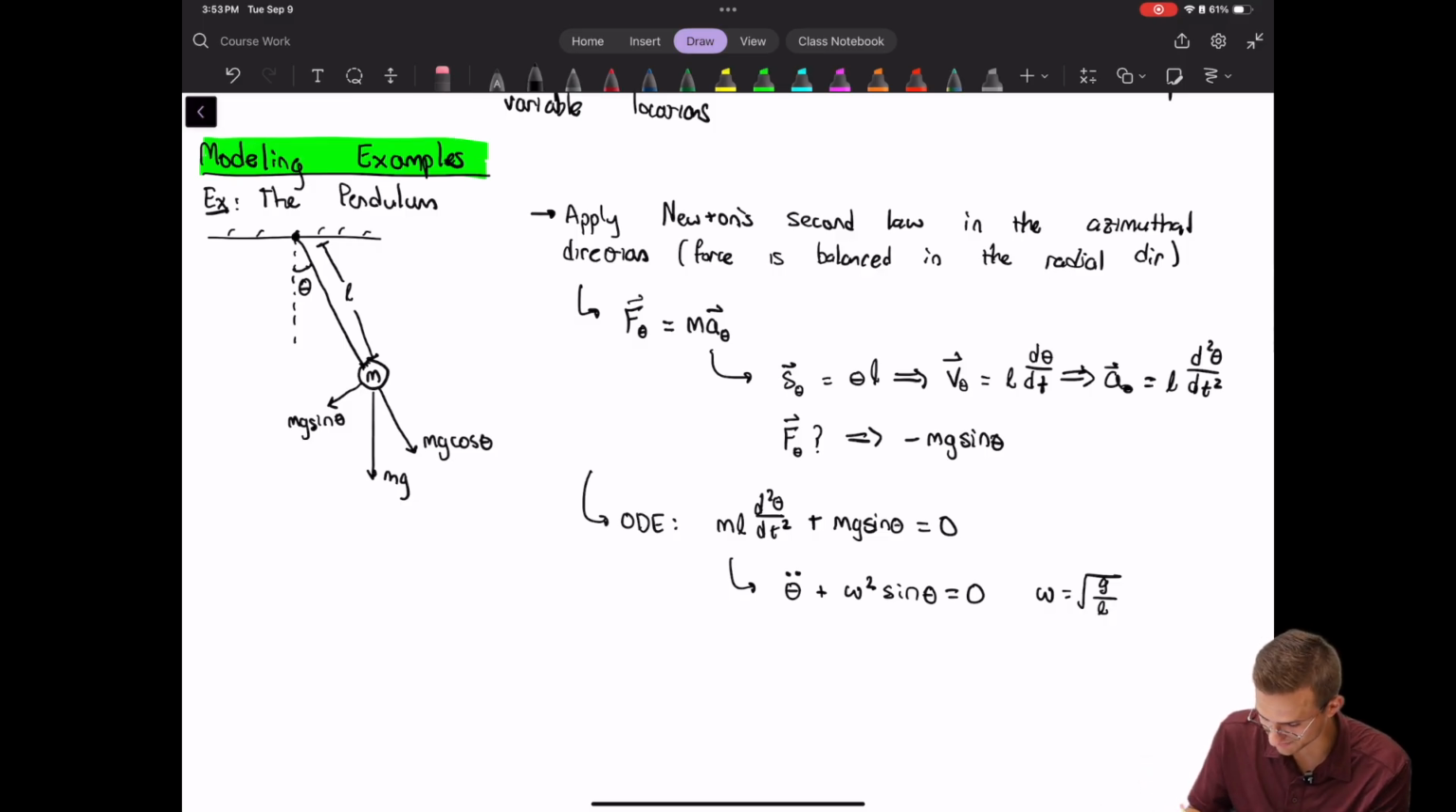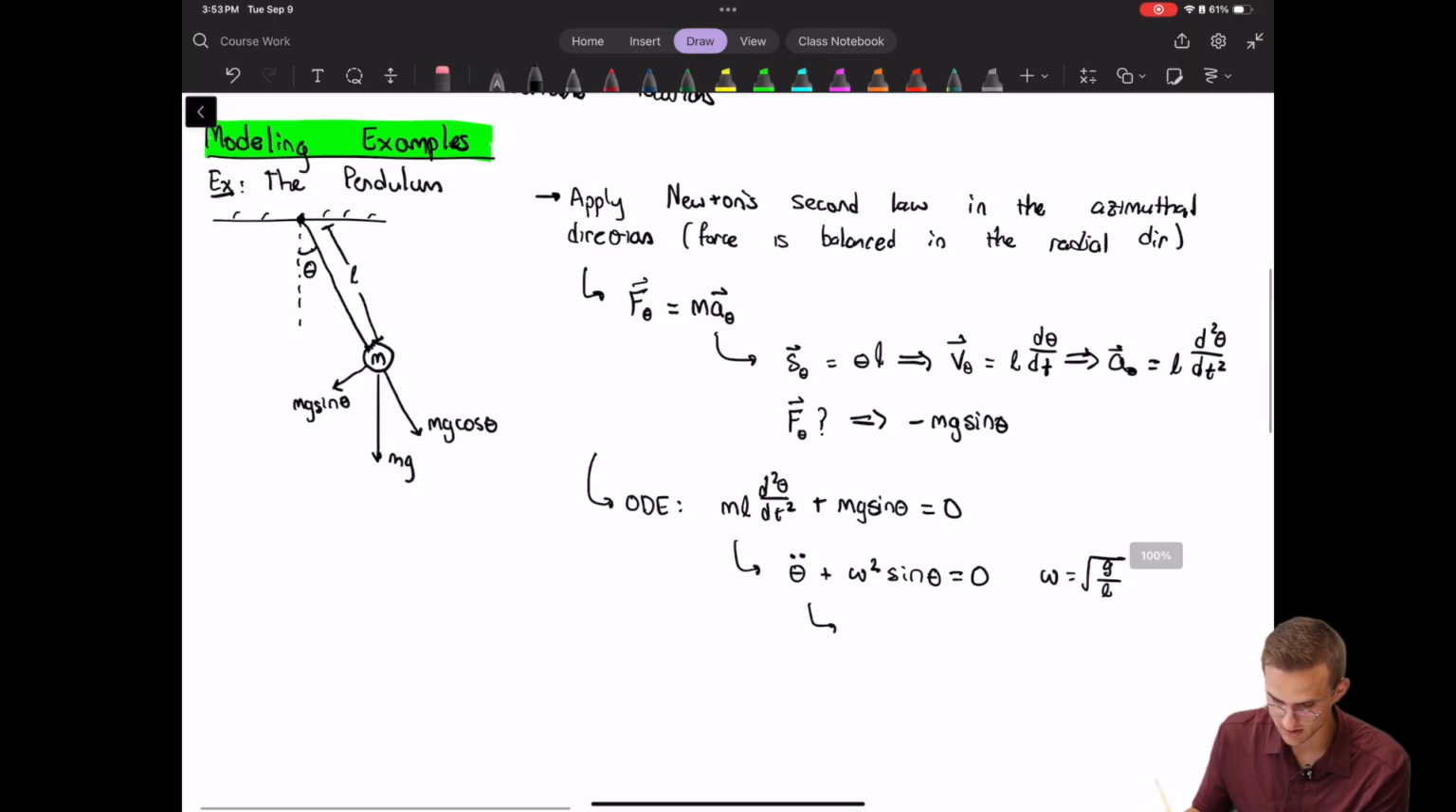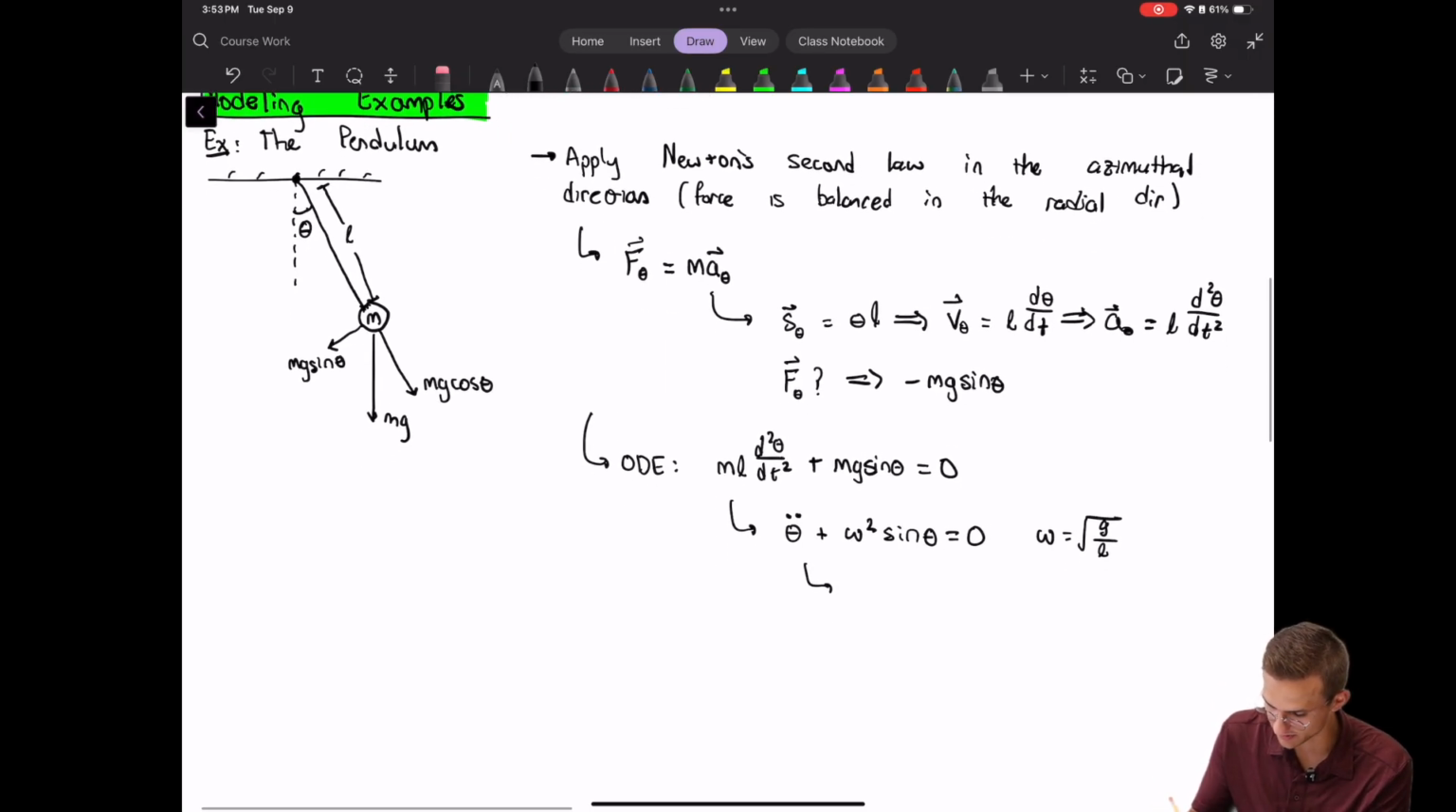Okay, so let's practice with our categorization rules here. It's second order because we have a second order derivative. It is nonlinear because we have that sine of theta in there. And it's also homogeneous because there's not a term that does not contain the dependent variable or its derivatives. And it's an ordinary differential equation, an ODE.